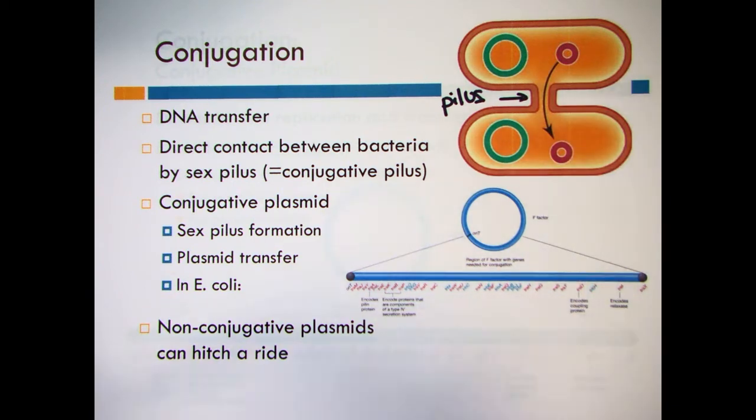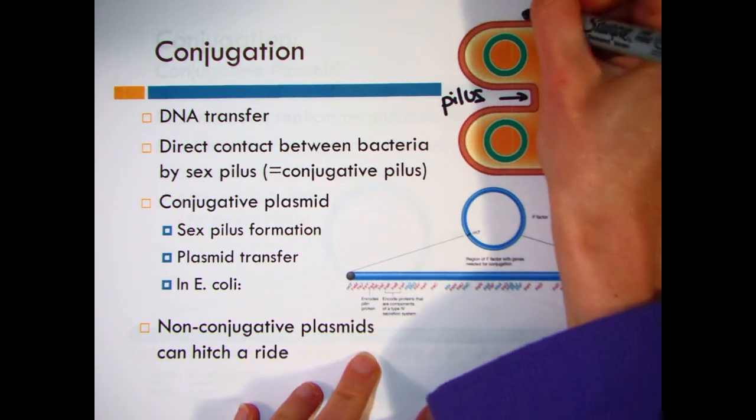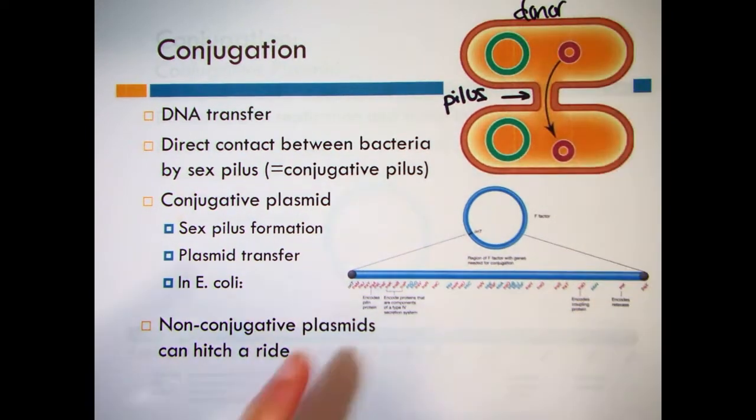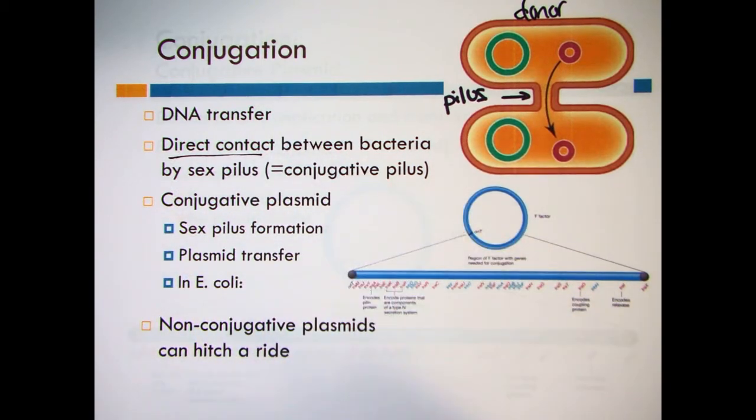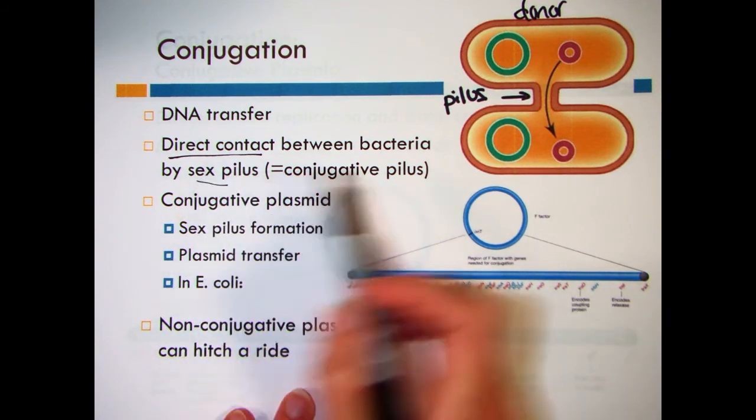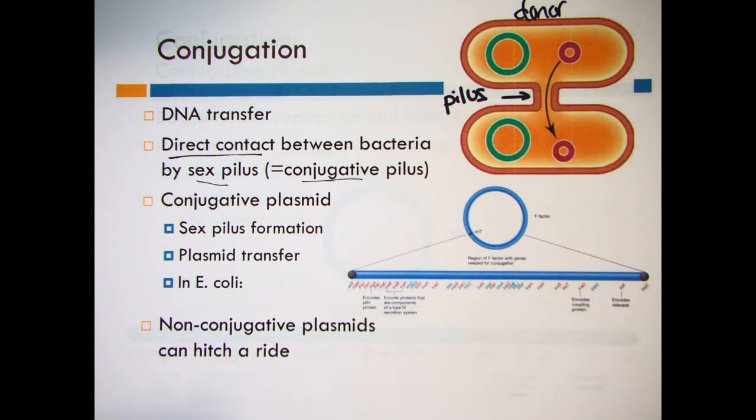The donor cell, which is this top one, because it is giving the plasmid, actually generates the conjugation pilus, shoots it out at the recipient, attaches through protein interactions, and then brings the recipient cell in. So that's nifty. Again, conjugation is direct contact between two independent cells. That is why this is called horizontal gene transfer. And this contact is through the sex pilus, also called the conjugative pilus.